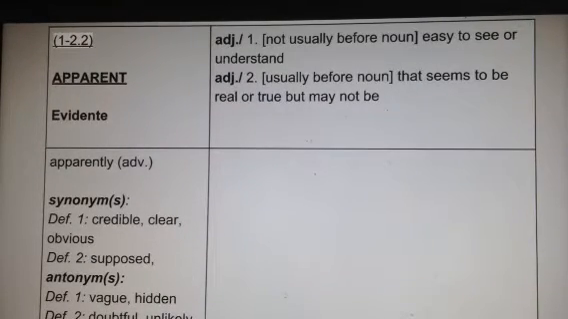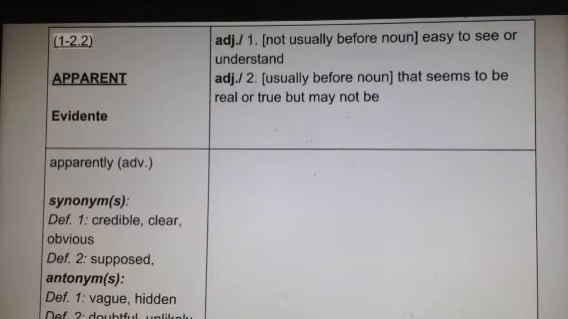Okay, apparent has 3 syllables: a, pair, ent. And the emphasis or stress is on the second syllable, pair. So we say apparent, apparent. We use it only as an adjective, and it has 2 different definitions depending on how it's used. Let's take a look at the first definition first.